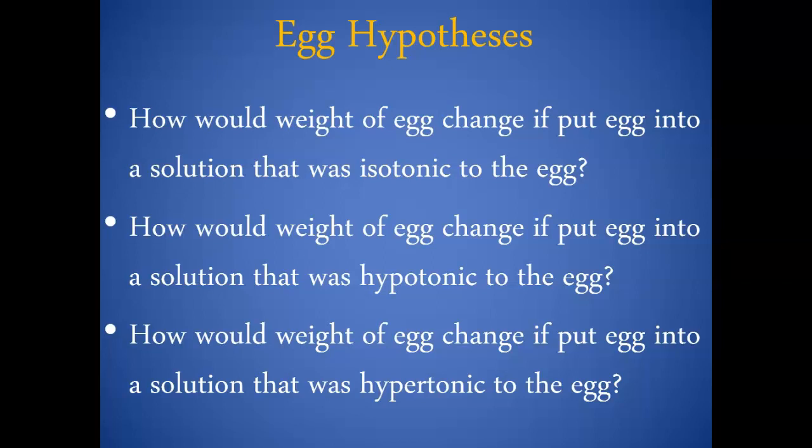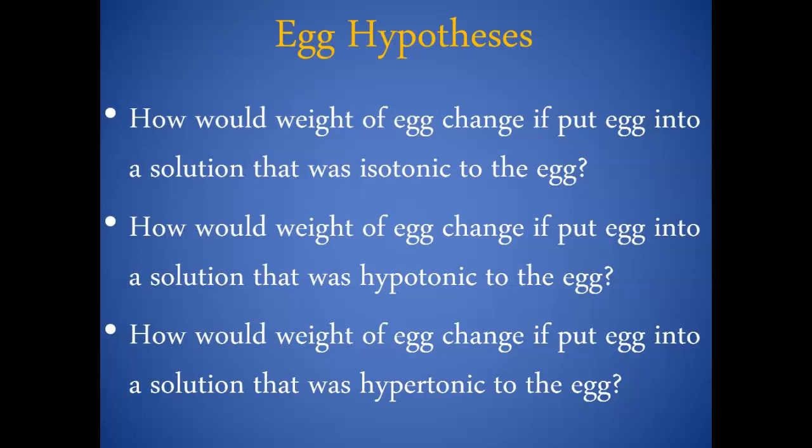We just saw water moving back and forth. So do we expect the weight to change? Do we expect the weight to stay the same? What about if we put it in a solution that is hypotonic to the egg, which means that solution has less concentration, less solutes than the egg? In which direction is the water going to move, and how does that affect the weight of the egg?